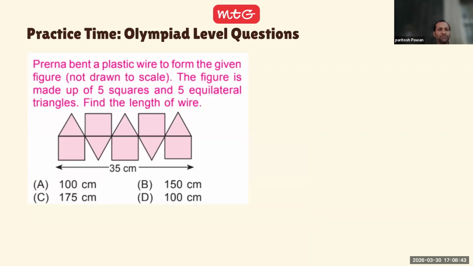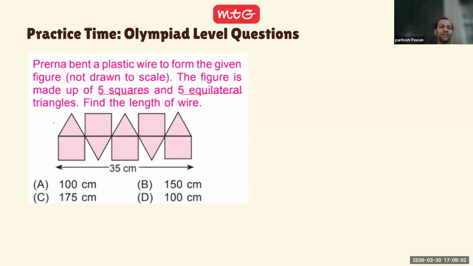So now this question says, Prerna bent a plastic wire to form a given figure. This figure she has bent by using plastic wire. Here we have 5 squares and 5 equilateral triangles. So find the length of the wire.